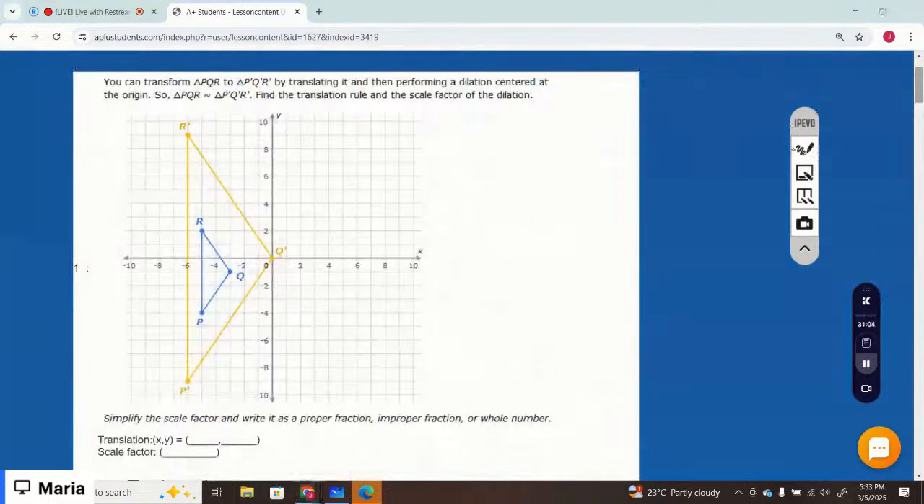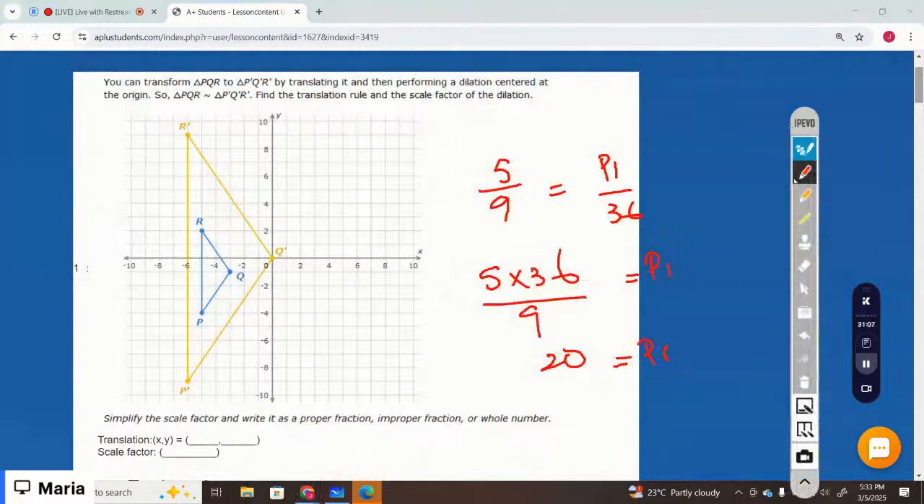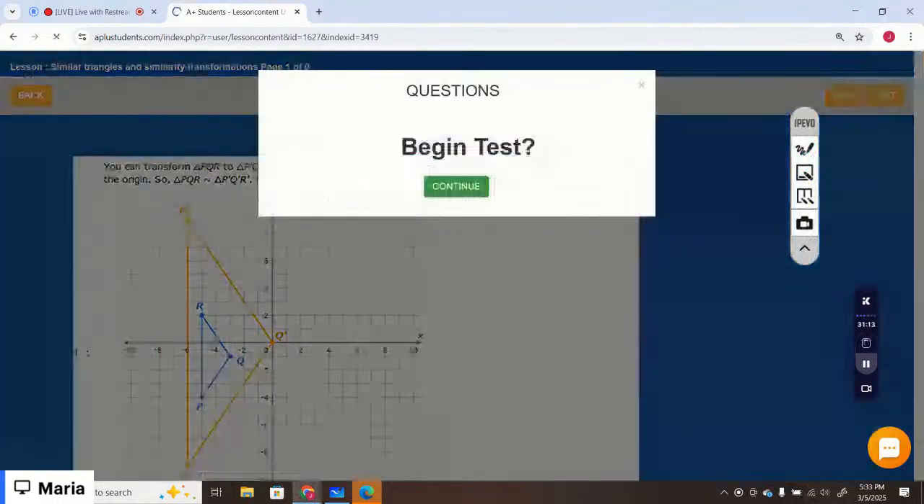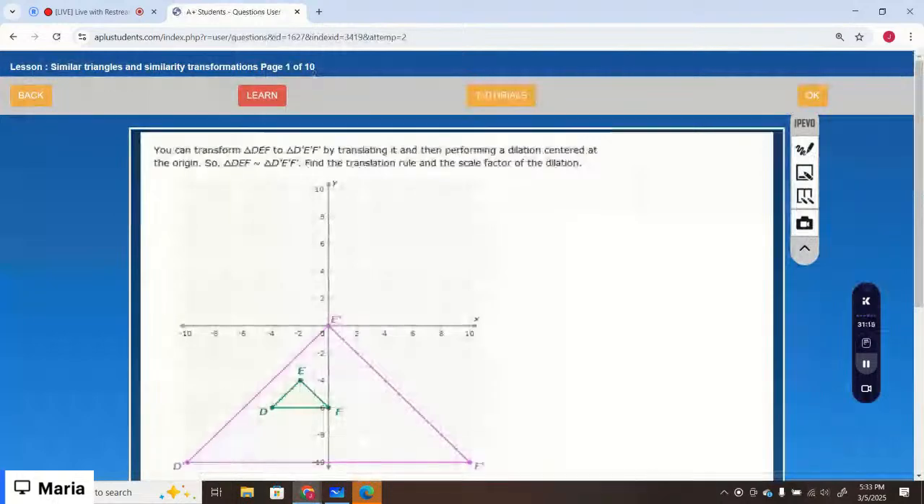So let's just see the coordinates of PQR. I'm going to start with a test question. You can have a look at the tutorial by yourself later today.